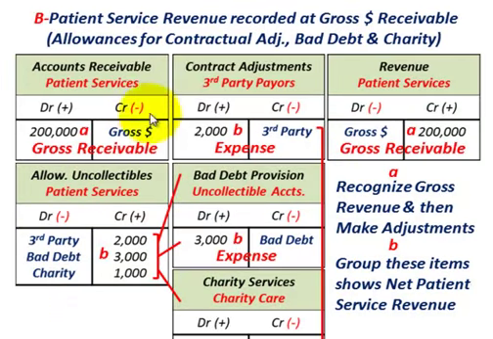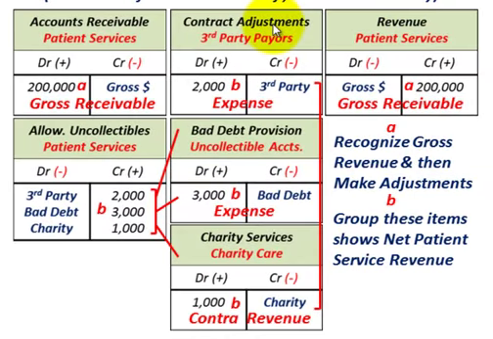Okay, now let's look at something else for hospitals. Let's look at patient service revenue, and we're going to record it as gross money receivable. And then, when we're talking about these hospitals, we're going to have an allowance for contractual allowances based on what the insurances don't pay. We're going to have some bad debt expenses, and also there's some charity involved in here.